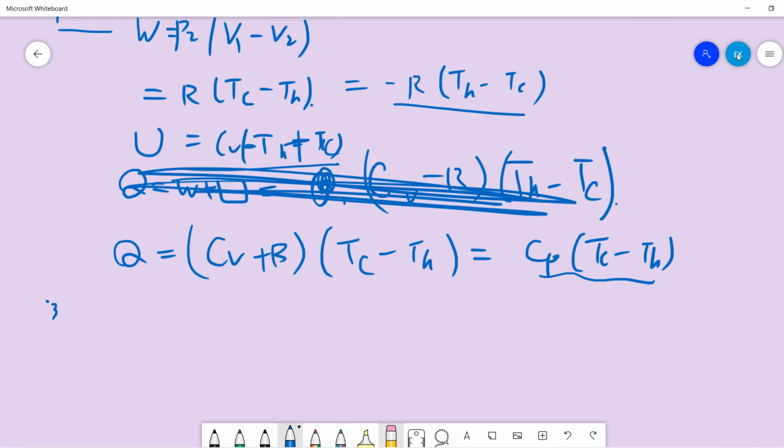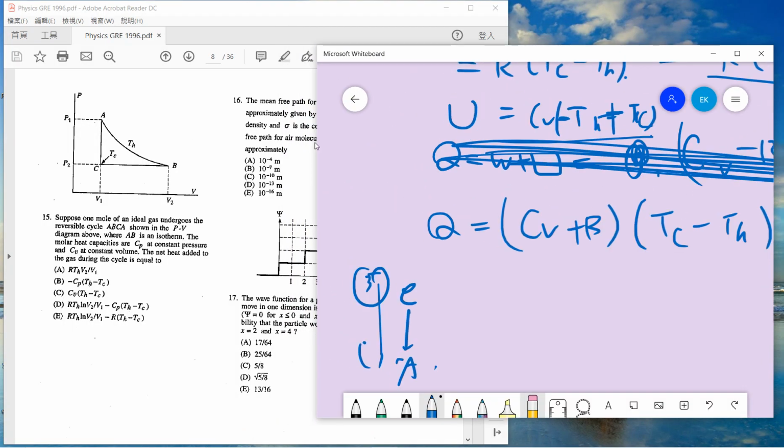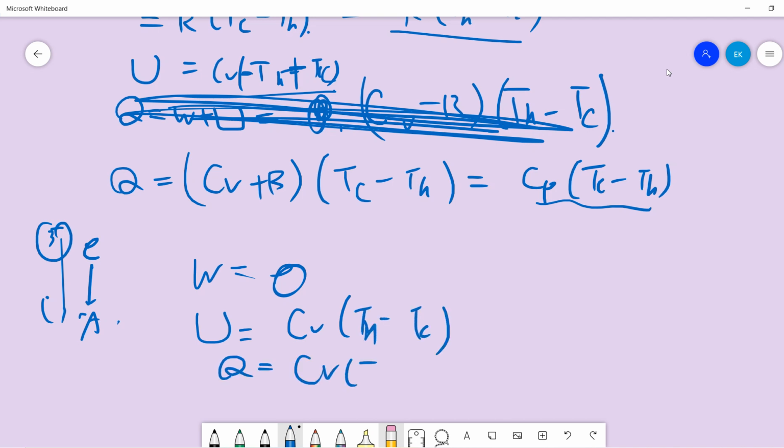So the third part is C to A. Basically for C to A, there's no change in volume, so W is 0. And then the U is just CV(Th minus Tc). So the Q is just CV(Th minus Tc). And all we need is the sum over all these Q.